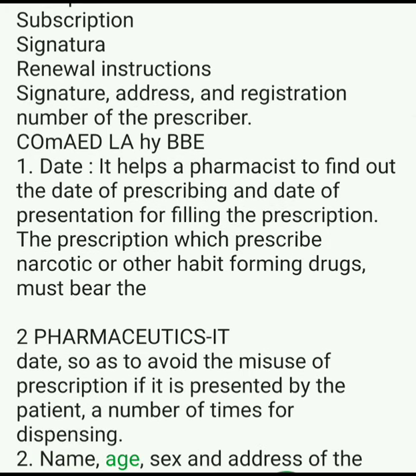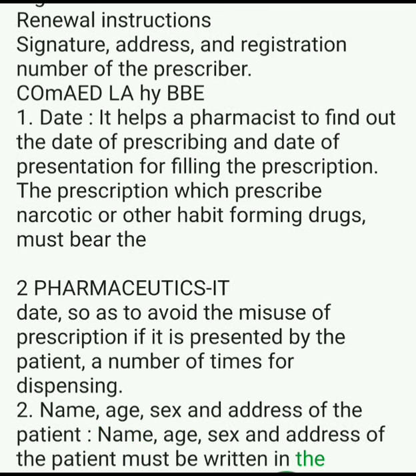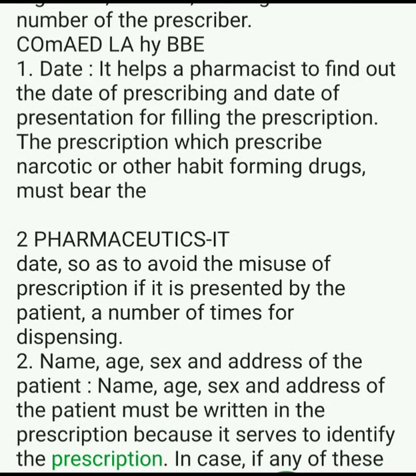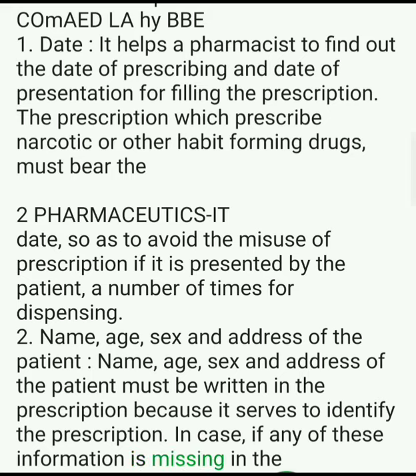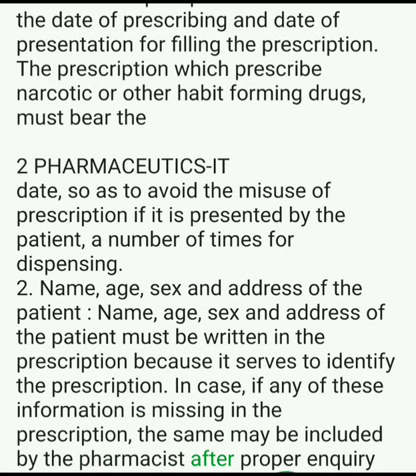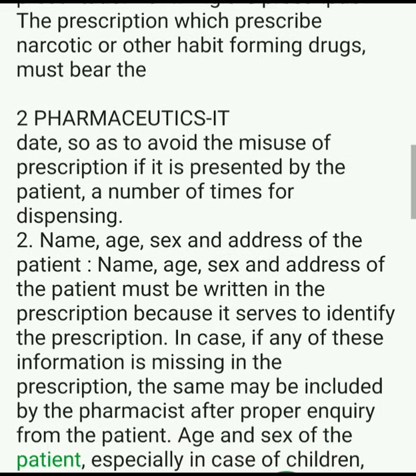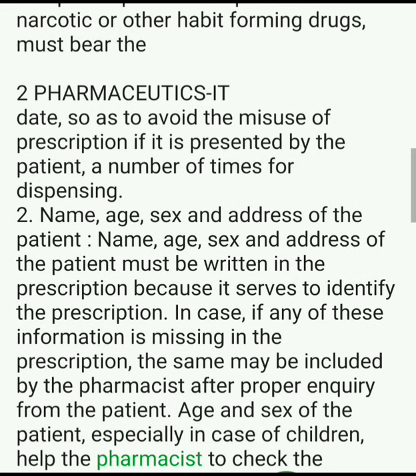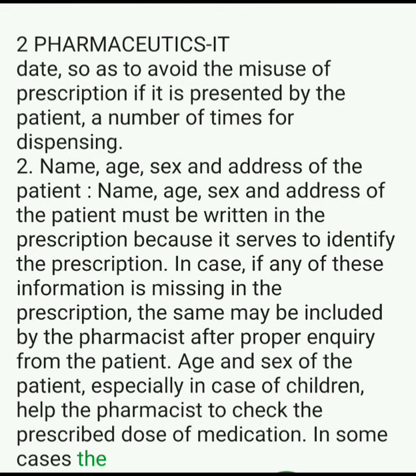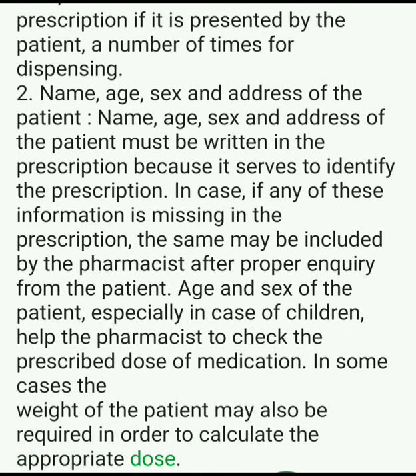Name, age, sex and address of the patient. These must be written in the prescription because they serve to identify the prescription. In case any of this information is missing, it may be included by the pharmacist after proper inquiry from the patient. Age and sex of the patient, especially in the case of children, help the pharmacist to check the prescribed dose of medication. In some cases, the weight of the patient may also be required in order to calculate the appropriate dose.